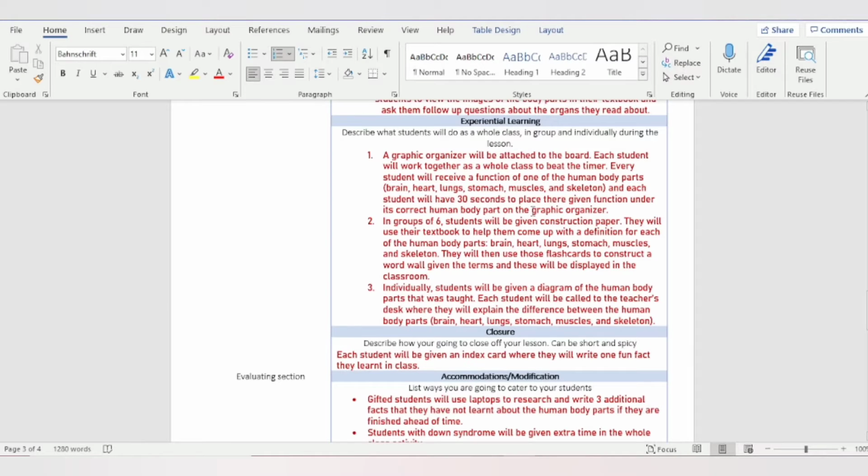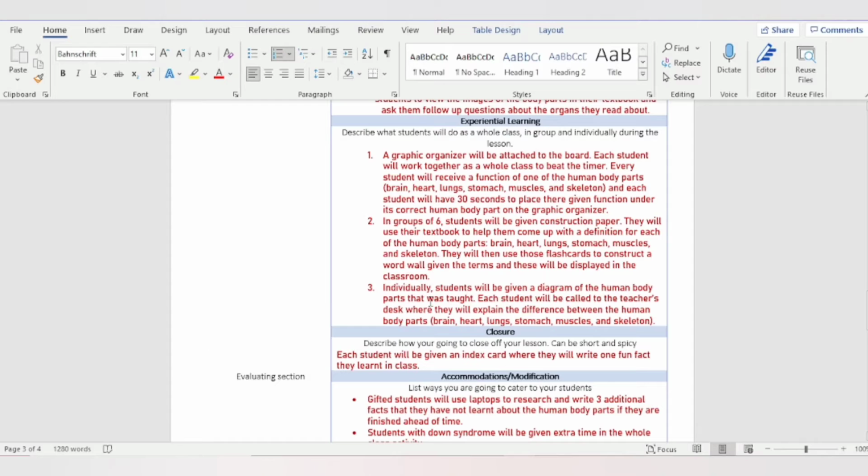So just imagine the students getting a function and they have 30 seconds to rush up to the board and put that function that I gave them on the graphic organizer under the correct body part. So if that describes the function of the heart, they're going to put it under the heart. If it describes the function of the brain, they're going to put it under the brain. Depends on what function they received from me.